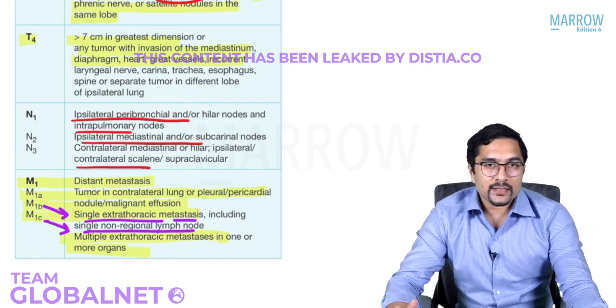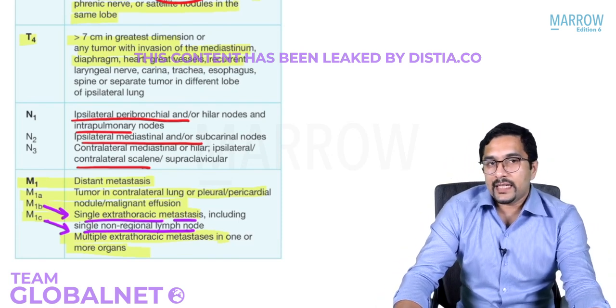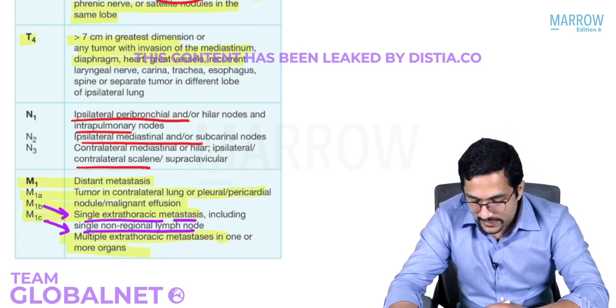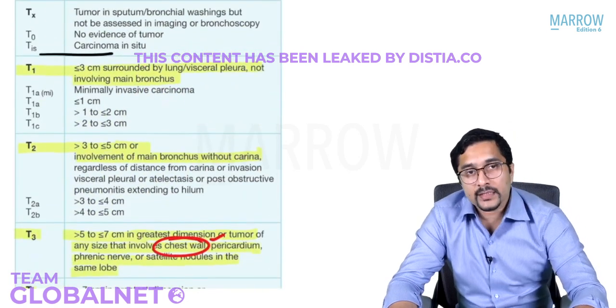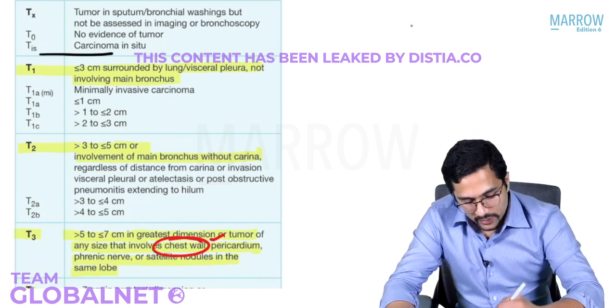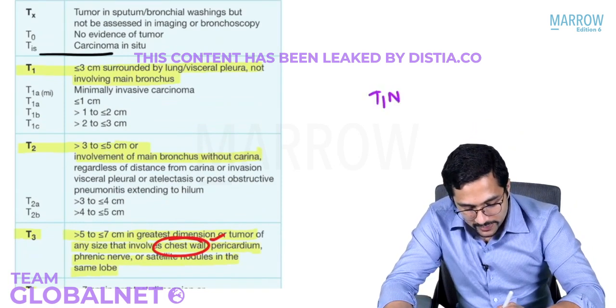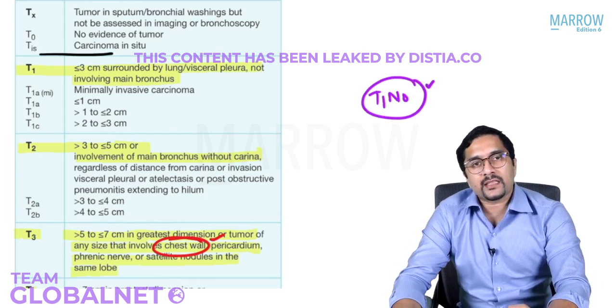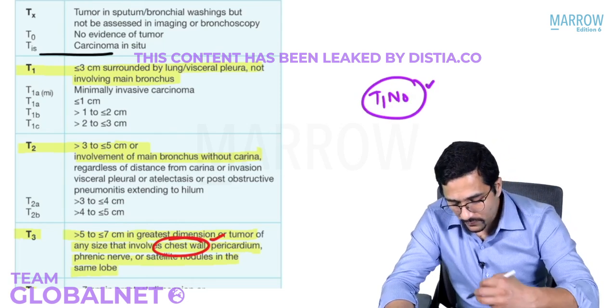Basic staging was asked. What they had asked in the exam, in the NEET exam, was that given a size, they had said that the tumor is 2 centimeters and there is no lymph node involvement. So they just wanted to know that it is T1N0. That was the question which was asked in the NEET exam.